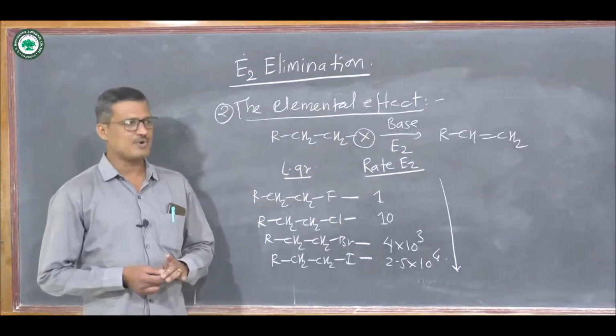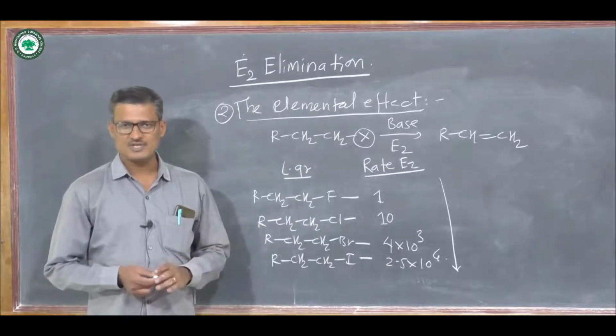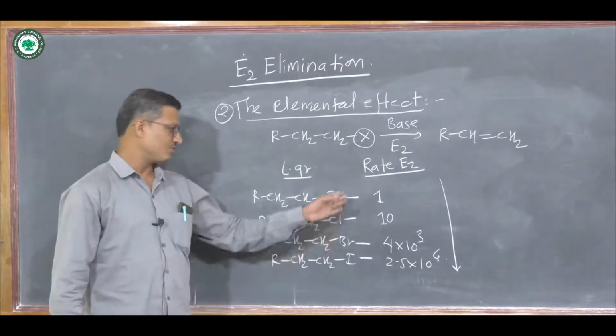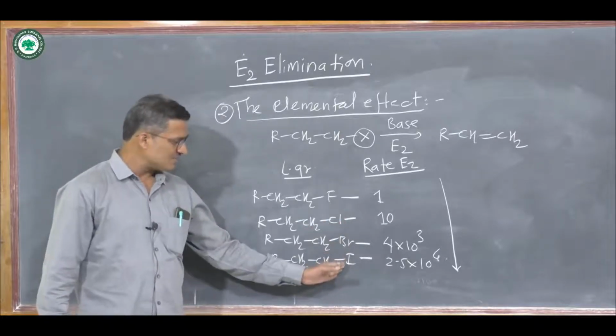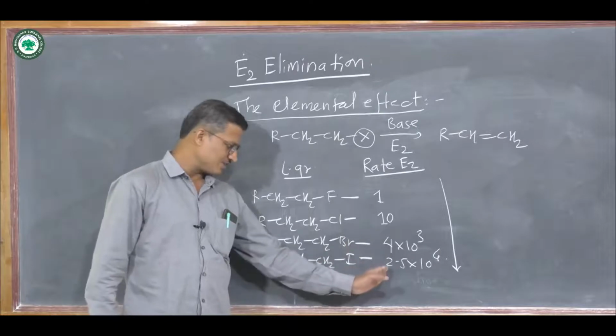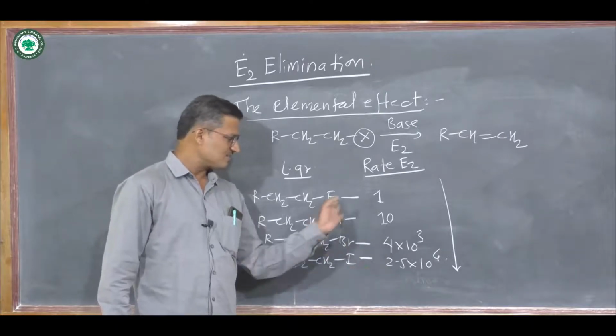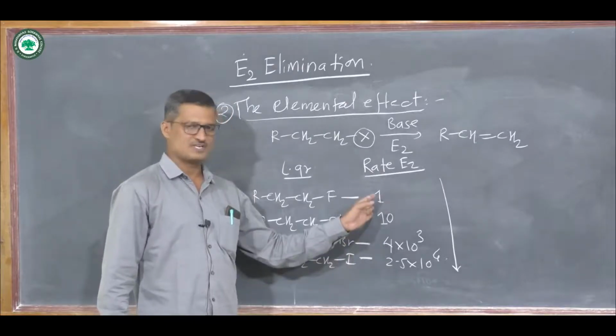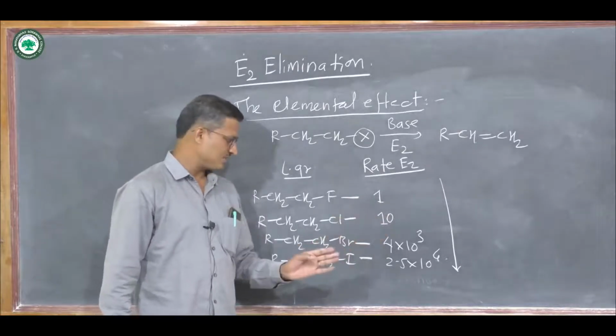When the bond between the alpha carbon and the leaving group breaks in a slow step, then if we change the leaving group, the rate of reaction changes. And we observe here that iodine is a good leaving group, it departs easily from your substrate, so the rate is more. Fluorine is a bad leaving group, so that's why the rate is 1. It does not depart easily from your alpha carbon.